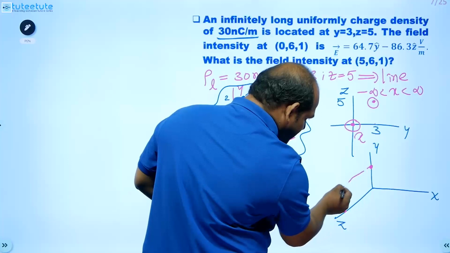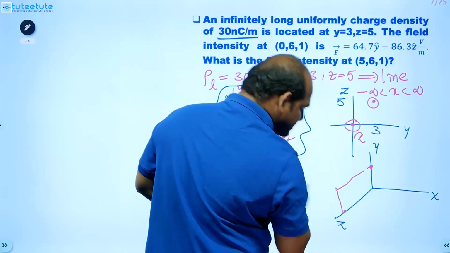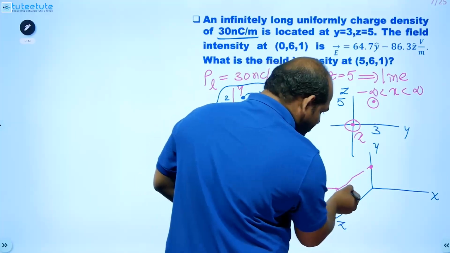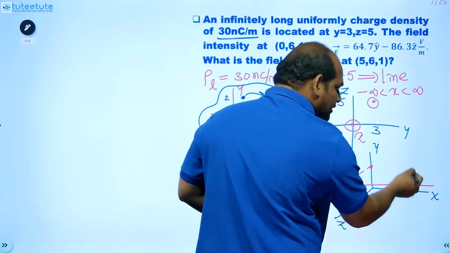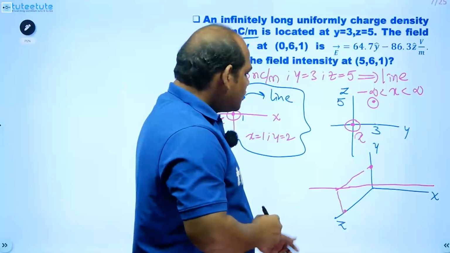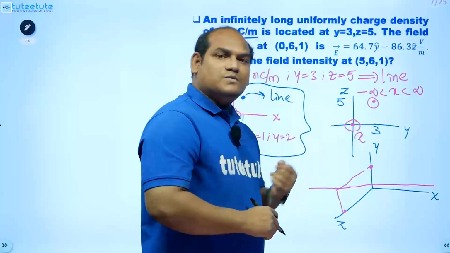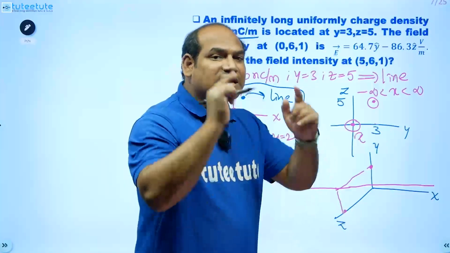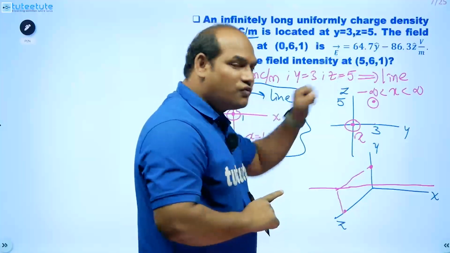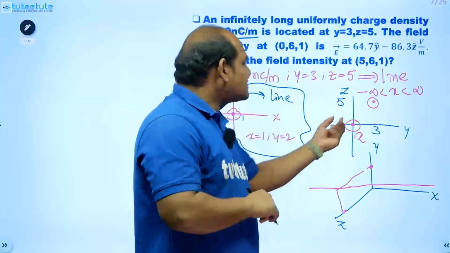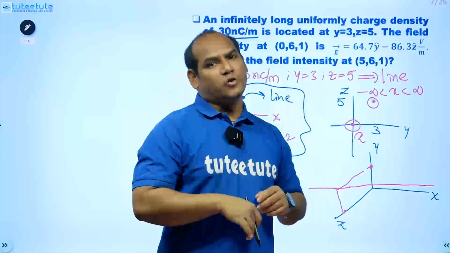So you can take it like this, and you need to draw one line like this. The intersection of these two will be like this. You see the resultant line is parallel to the x-axis. So like this we can observe. The resultant line, that is the intersection of y is equal to 3 and z is equal to 5, is parallel to the x-axis. That is the key point you need to remember.